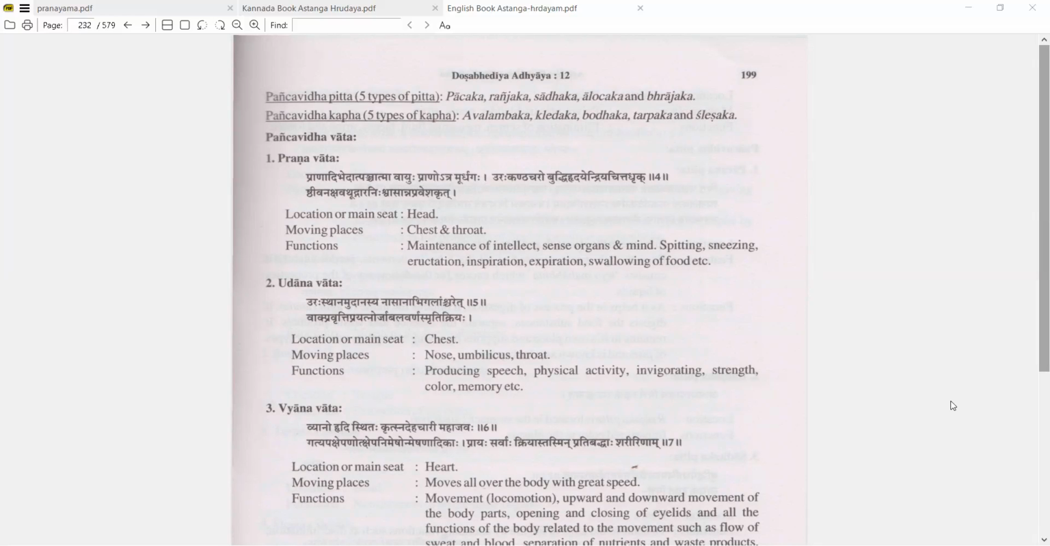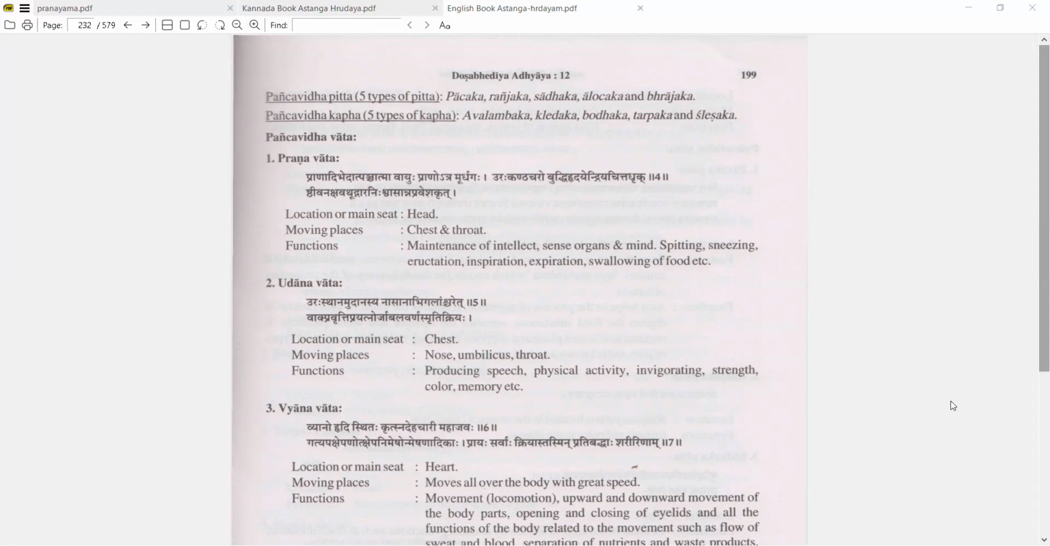Panchavida Vatas. Prana Vata, location or main seat: it is located in the head and it moves in the chest and throat. Functions: maintenance of intellect, sense organs and mind, spitting, sneezing, eructation, inspiration, expiration, swallowing of food, etc.